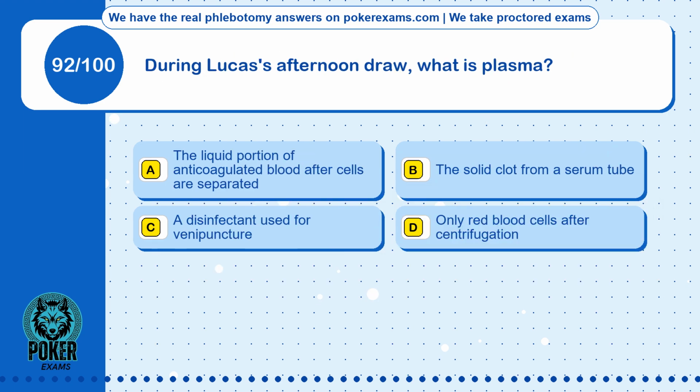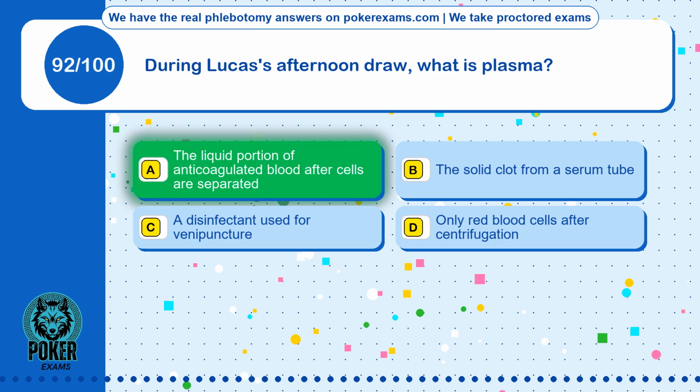Question 92. During Lucas's afternoon draw, what is plasma? Option A. The liquid portion of anticoagulated blood after cells are separated. Option B. The solid clot from a serum tube. Option C. A disinfectant used for venipuncture. Option D. Only red blood cells after centrifugation.